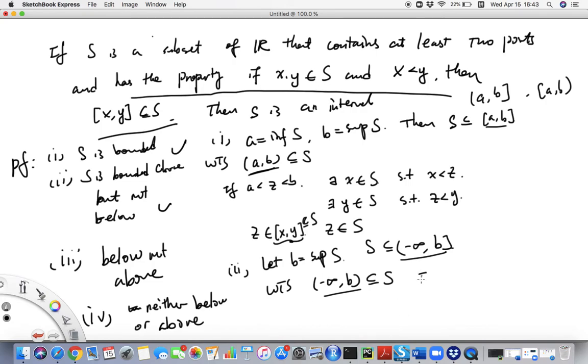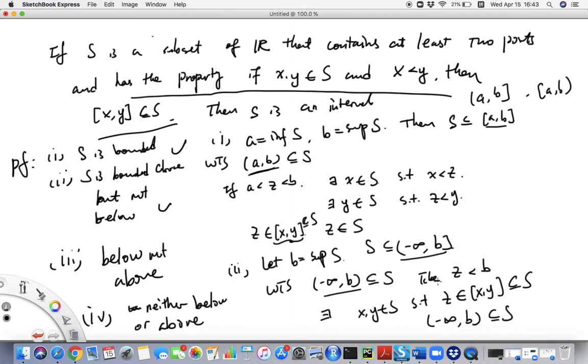Okay, now if we take Z less than B, then we want to show Z is in S. So Z is less than B, then there exists X and Y in S such that Z is in (X, Y), right? So (X, Y) is in S by our property. So since Z is arbitrary, that shows minus infinity to B is a subset of S. So S is an interval. Okay, that's that.